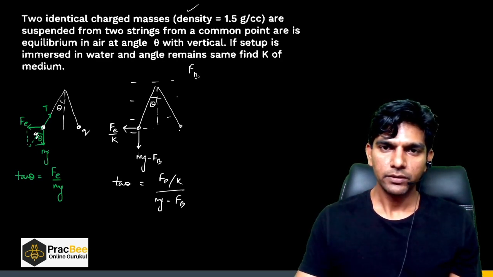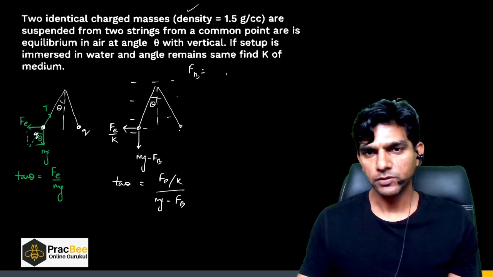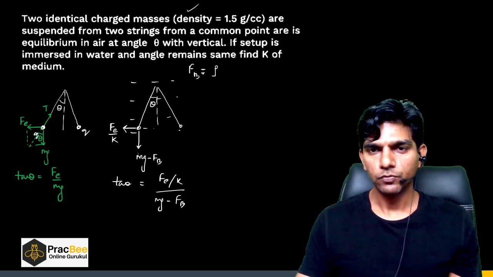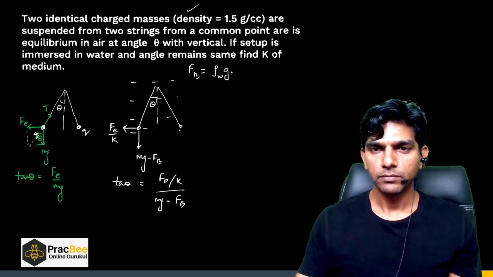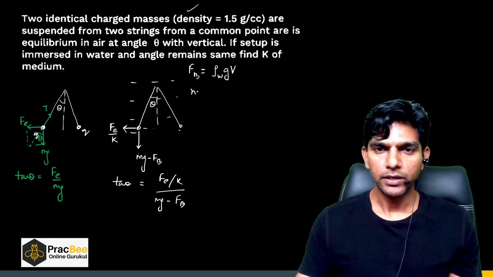Now what is Fb? It is the weight of the liquid displaced. So the density of water times g times the volume. And mass is nothing but the density of the body times the volume.